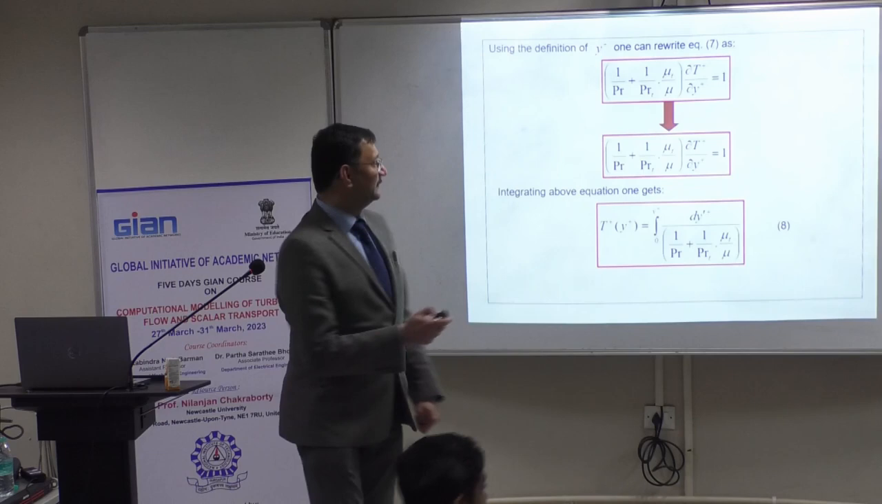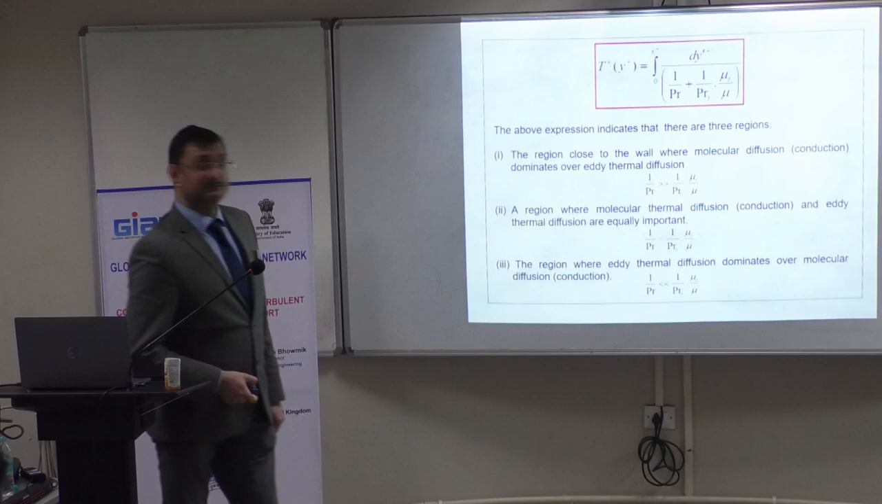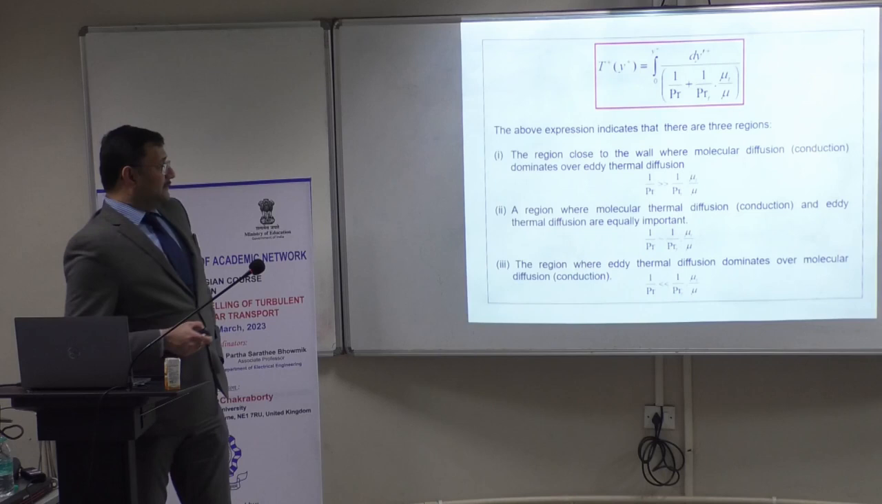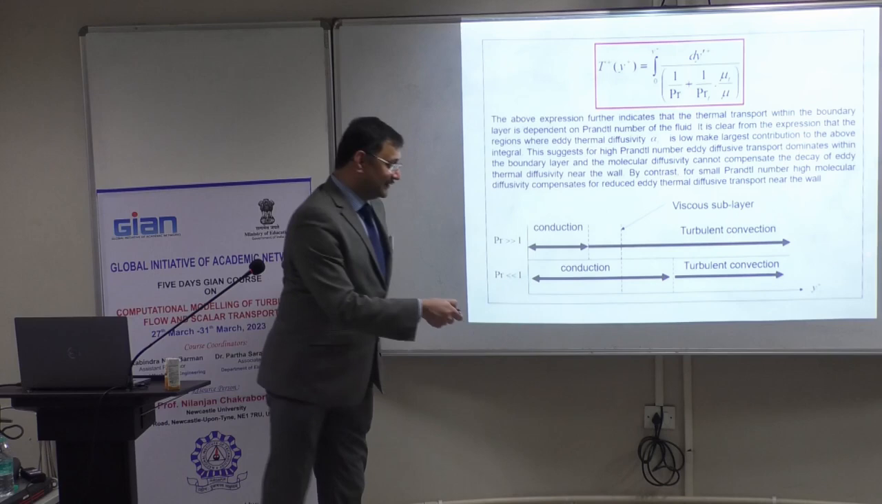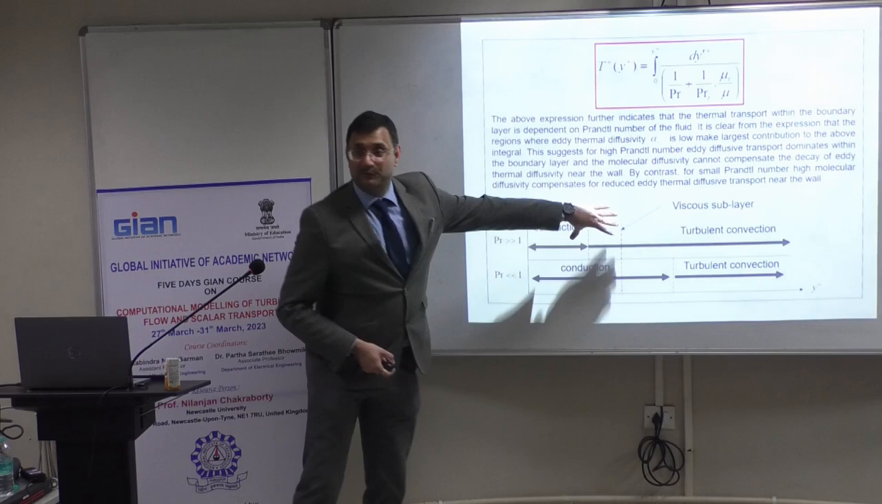So what really happens in the region close to the wall where molecular diffusion dominates over the turbulent diffusion, 1 upon Pr is greater than this. In the region where both of them are equally important, that's the buffer layer equivalent, and this is a full-fledged turbulent situation where this part dominates. Effectively, you can consider this kind of situation. If this is the viscous sublayer, when you are dealing with Prandtl number much, much greater than 1, the diffusion layer is going to be smaller than the viscous sublayer.